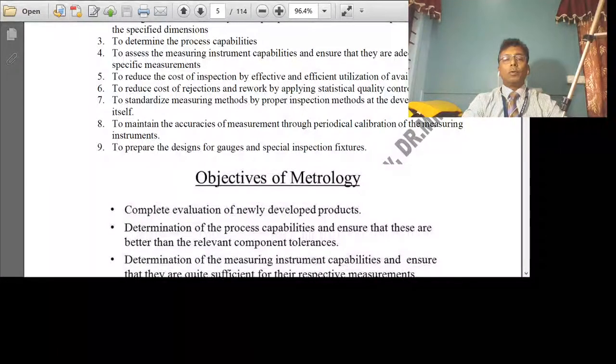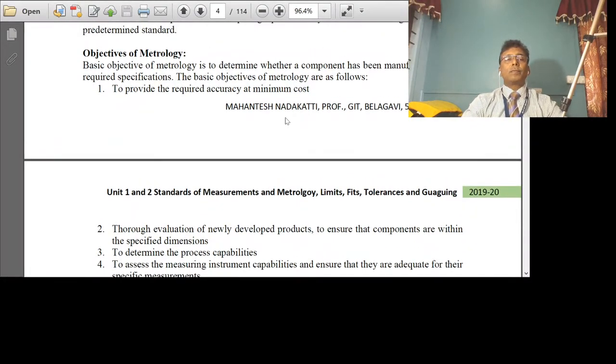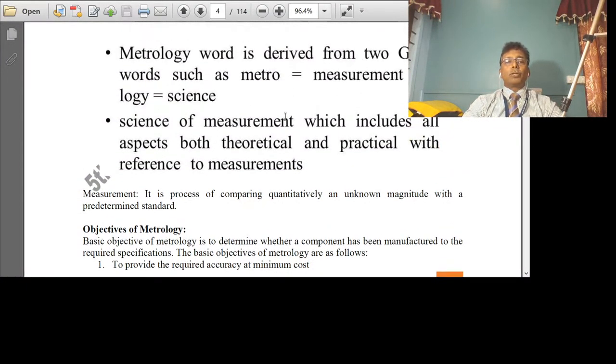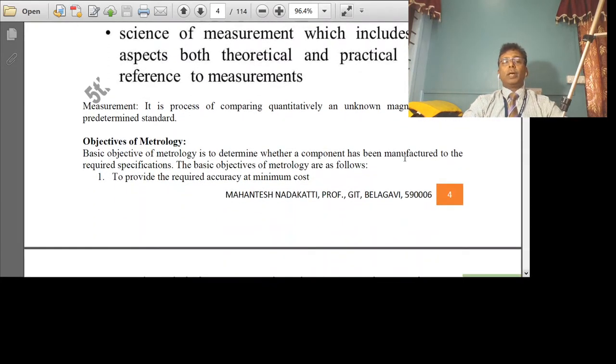Yes, what is metrology? Metro means, yes, here is the definition. Can you see this? This is the first question. What is metrology? The word metrology is derived from two Greek words, metro, measurement, and logy, science. Science of measurement, which includes all aspects both theoretical and practical with reference to measurement, is called metrology. Measurement is the process of comparing an unknown magnitude with a predetermined standard. What are the objectives of metrology? This question carries how much? This question carries 6 marks.